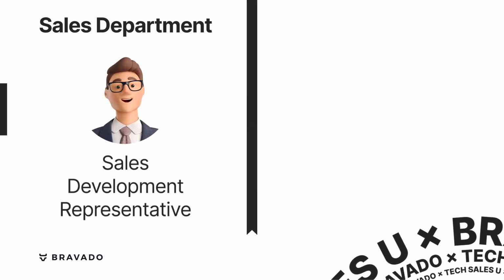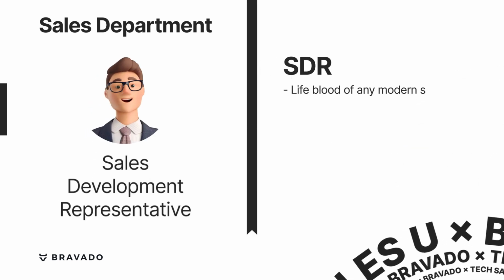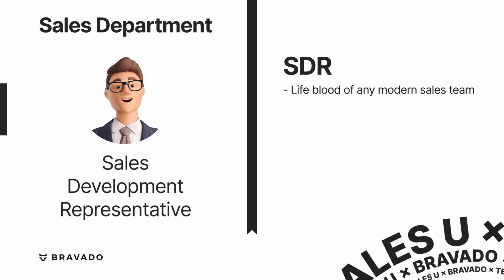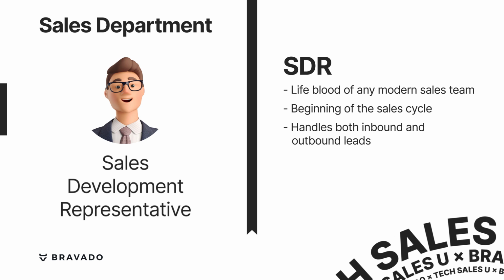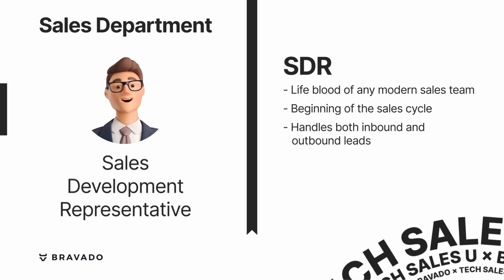The sales development rep. SDRs are the lifeblood of any modern sales team. They are at the beginning of the sales cycle. This role handles both inbound and outbound leads or potential customers. Their main responsibility is to filter through a large volume of potential customers, larger than the sales reps themselves could handle. Once they identify a potential fit, the lead is then passed off to an account executive team to handle the rest of the sales process. We'll be focusing this program on this role in detail.